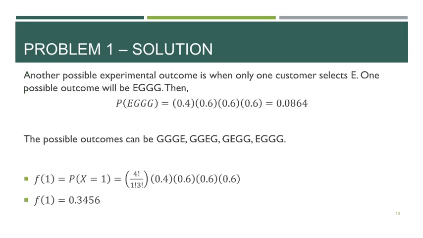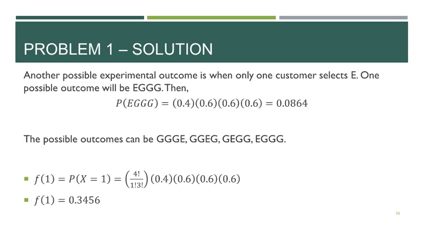Another possible experimental outcome is only one customer selects E. One possible outcome will be E, G, G, G. Then, the probability that the first customer selects an energy-efficient refrigerator is 0.0864. The possible outcomes can be G, G, G, E; G, G, E, G; G, E, G, G; and E, G, G, G. Since there is more than one possible outcome that has only one E selected, how do we determine the number of these possible outcomes?